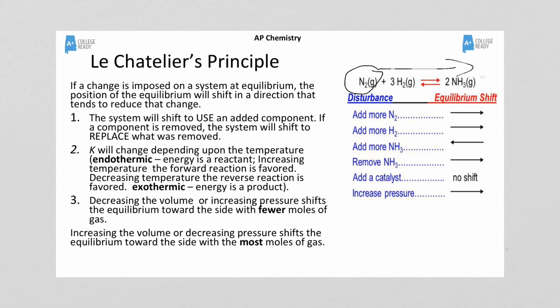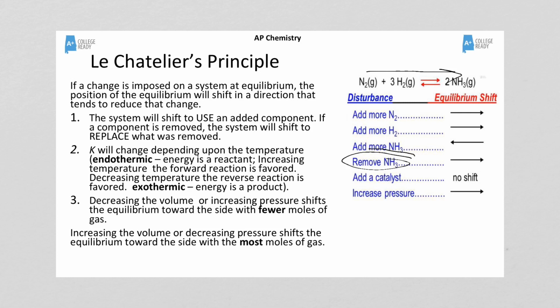The second part of number one says if a component is removed, the system will shift to replace what's removed. So again, if we go down here, here's an example of removing ammonia. If we remove ammonia, you're taking it away, so this reaction will shift to make more of it. Again, that's just if you're changing the amounts for number one.